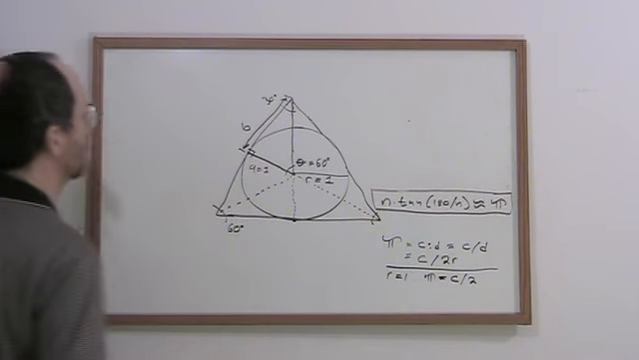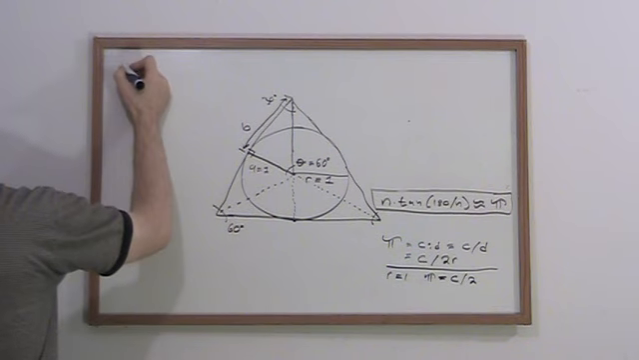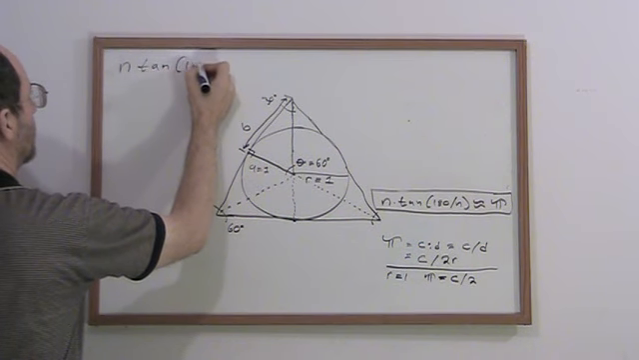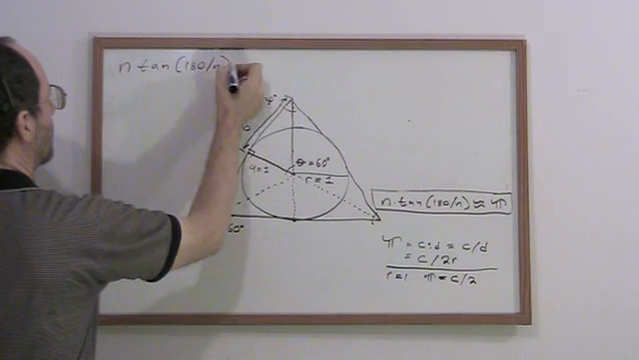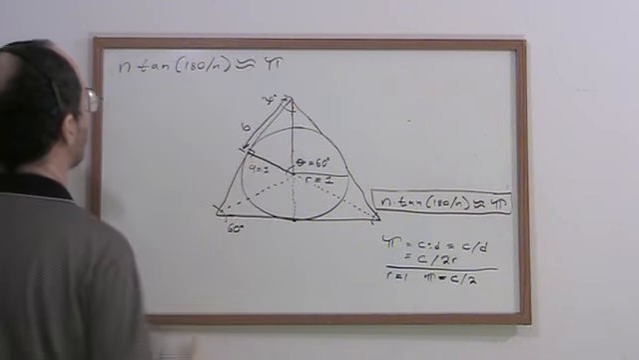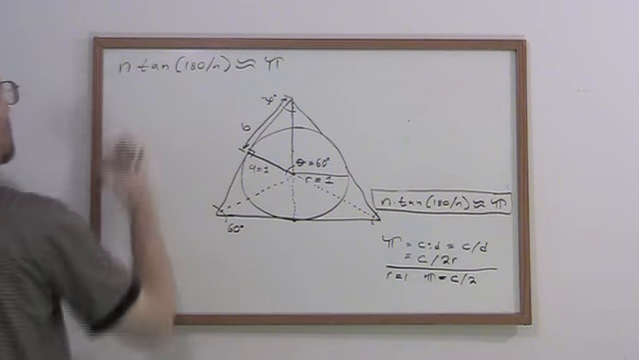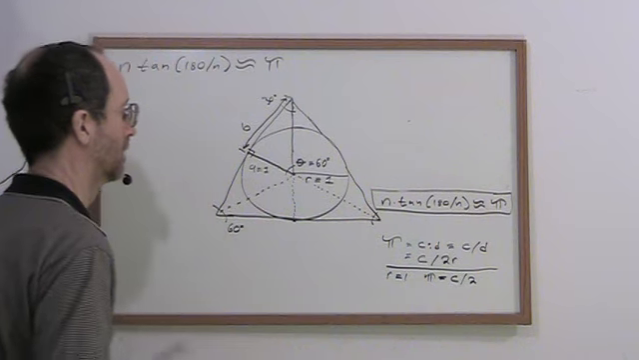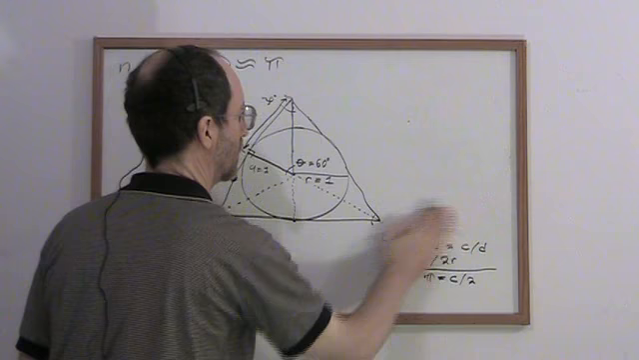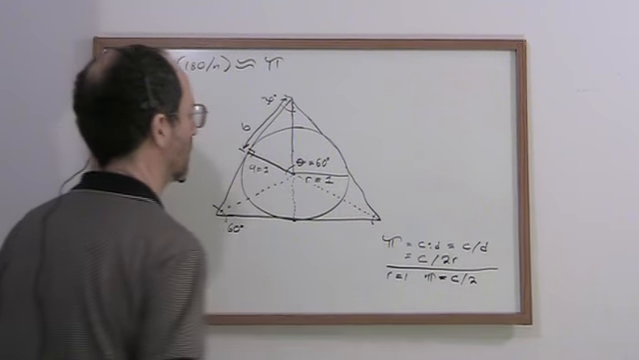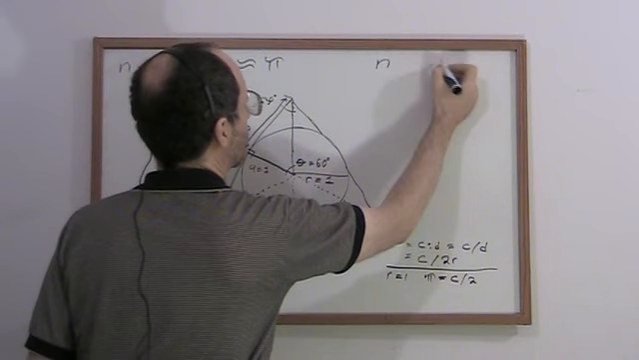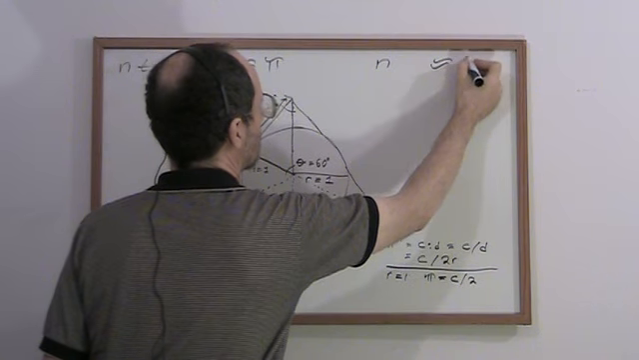We'll copy this over here: n tangent 180 over n is approximately pi. Now we can draw a little graph here, n and our approximate value for pi.